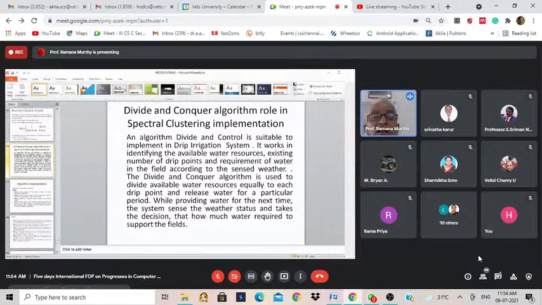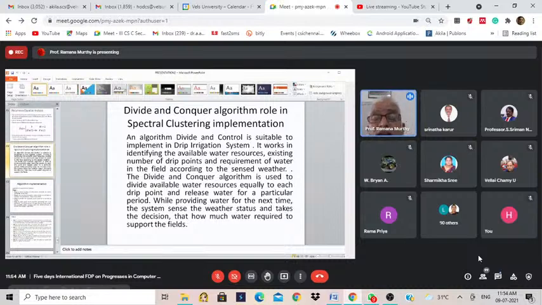This is what is called the gist of the entire algorithm. I'll repeat: this algorithm is more suitable for implementing the drip irrigation system because it works on identifying the available water resource, the existing number of drip points, and the requirement of water in the field according to the sensed weather.